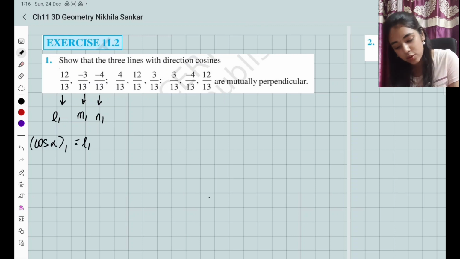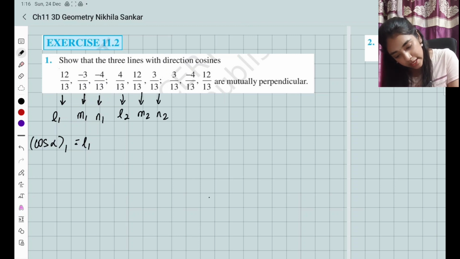Okay, these are the direction cosines. And this is going to be L2, M2, N2. And this is going to be L3, M3 and N3.